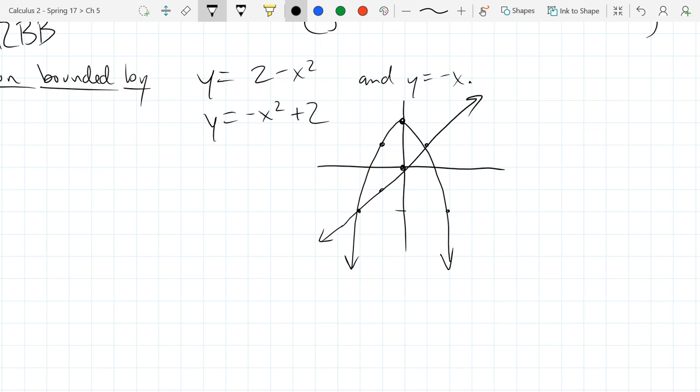So if you have an accurate graph, you should be able to tell what the maximum and minimum x values are.